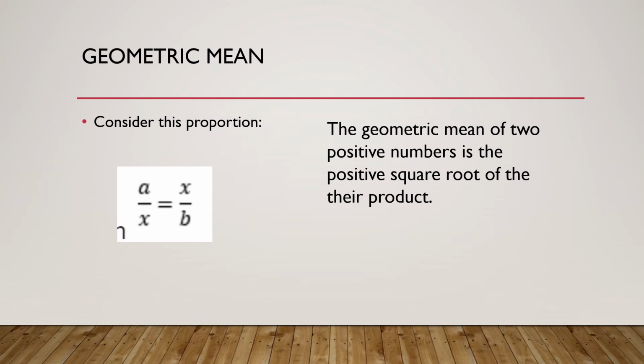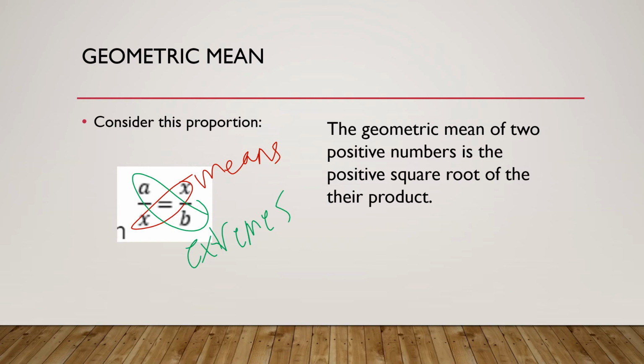So now we're going to talk about something called the geometric mean. When we're talking about the geometric mean, the x's, in this case, are the means, and the a and the b are called the extremes. And just remember, the geometric mean of two positive numbers is the positive square root of their products.